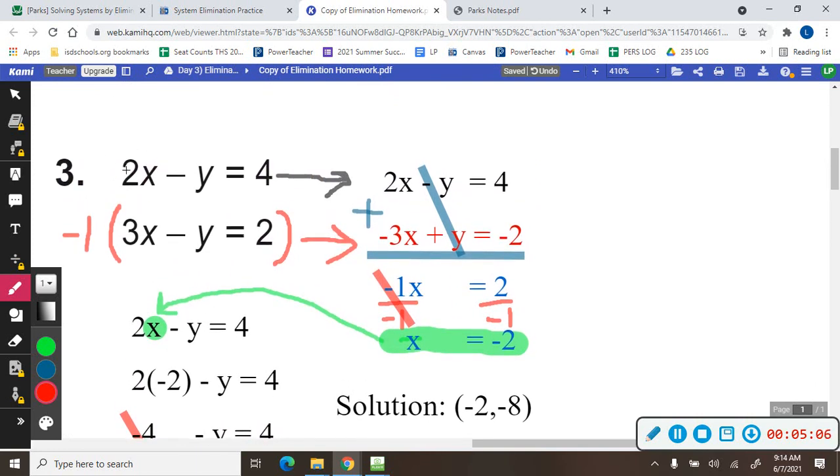If I take 2 times negative 2, I get negative 4. And if I take negative 8, I get plus 8. And negative 4 plus 8 is 4. So I check my answer there. And if I plug negative 2 in here, 3 times negative 2 is negative 6. And then a minus negative 8 would be a plus 8. And negative 6 plus 8 is 2. So I know without a doubt I'm correct. And the answer is negative 2, negative 8. That's where these two lines intersect.